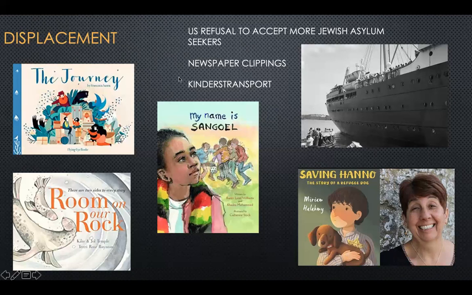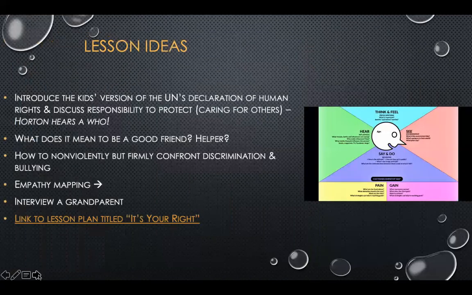You could also talk about the US's refusal to accept more Jewish asylum seekers, the St. Louis, which is covered in middle school if you read Refugee by Alan Gratz, for instance. And then there are newspaper clippings you can find online of the ways in which Jews and anti-Semitism were rampant in the United States. That was one of the reasons why we didn't increase our quotas.